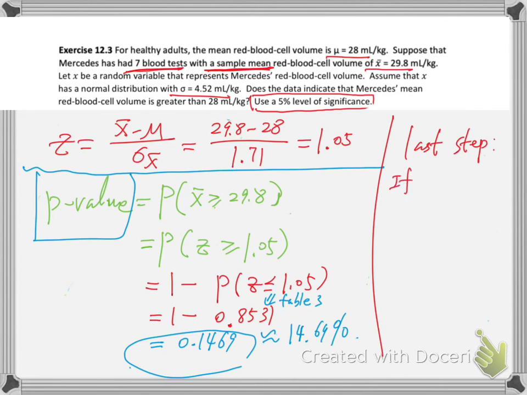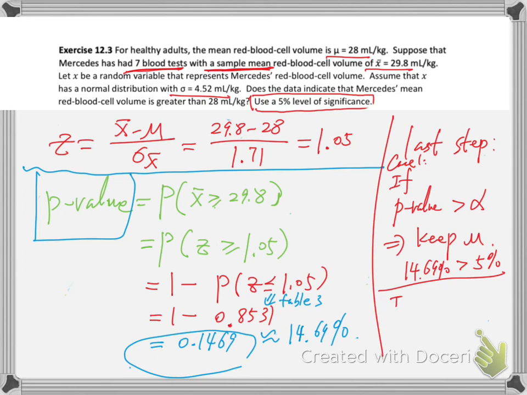If the p-value is bigger than alpha, that means x bar and mu are close. It's okay; you don't need to change anything. That implies keep mu. So the red blood cell volume is okay for Mercedes for this particular example. The p-value for this example is 14.69%, and the given alpha is 5%. So this is case 1.